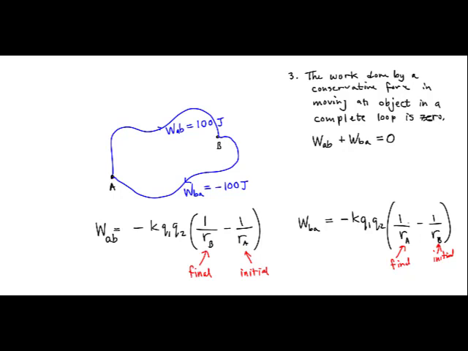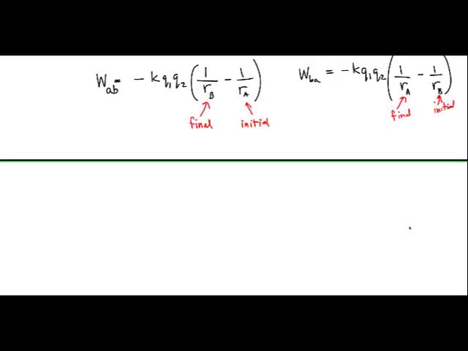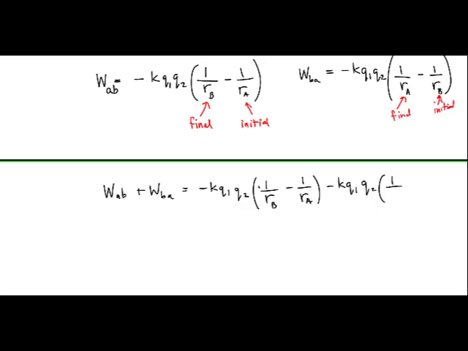Let's sum these two quantities now. The work from A to B plus the work from B to A is minus K Q1 Q2 times 1 over the distance at point B minus 1 over the distance at point A, minus K Q1 Q2 times 1 over the distance at point A minus 1 over the distance at point B.